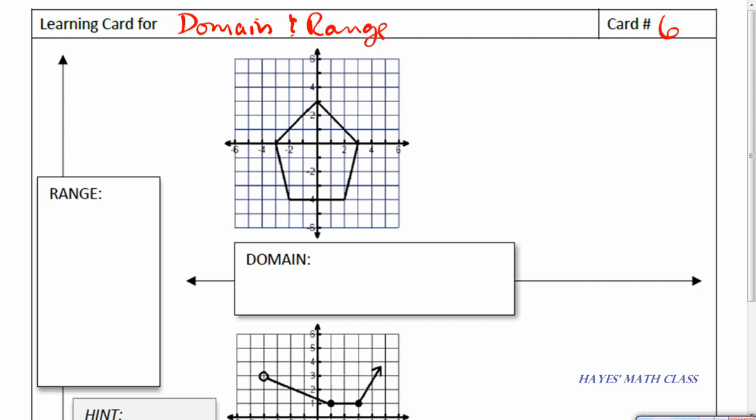Anyway, so domain and range, a couple of things. Domain, remember, is effectively all possible x values.